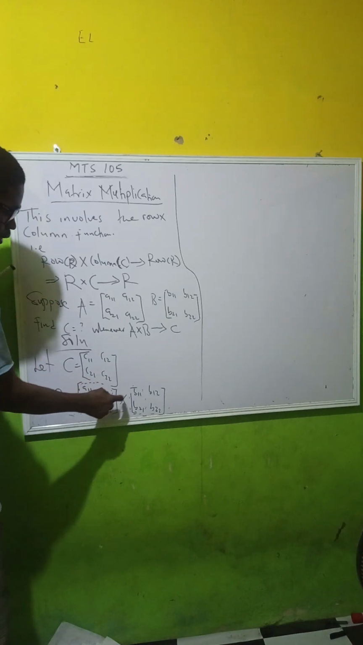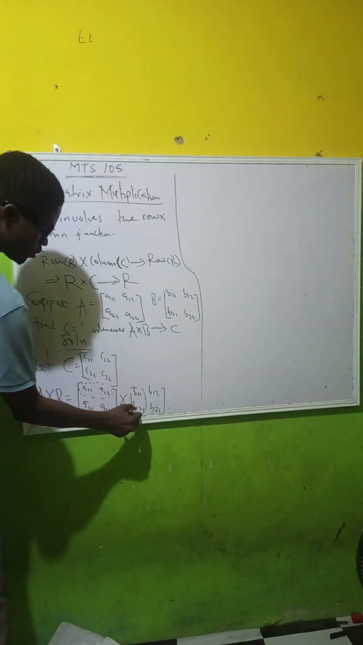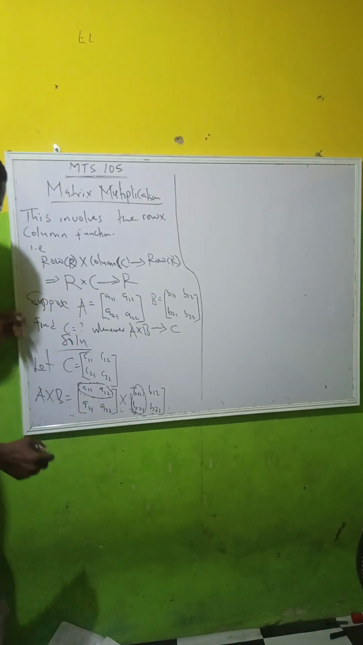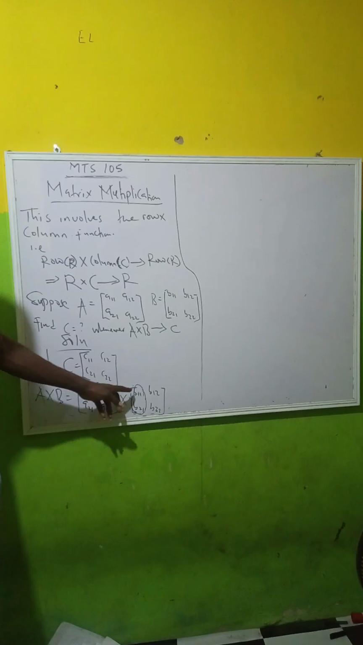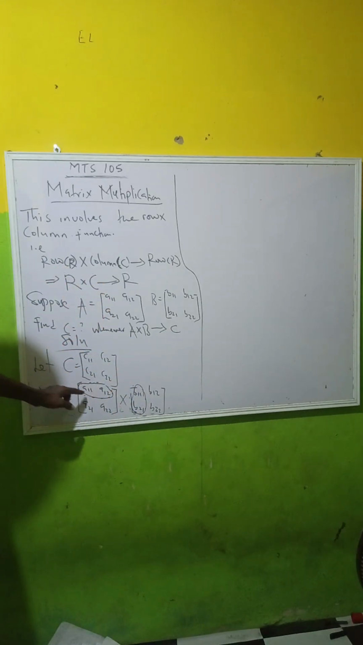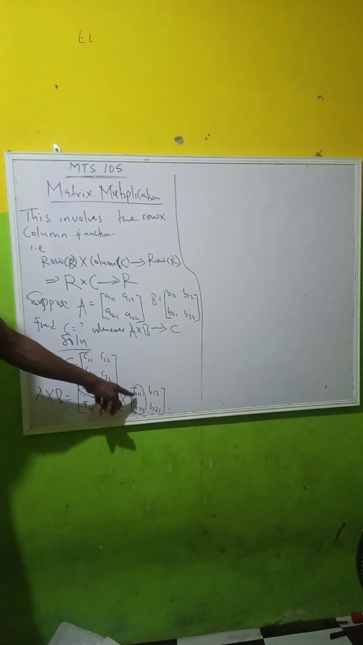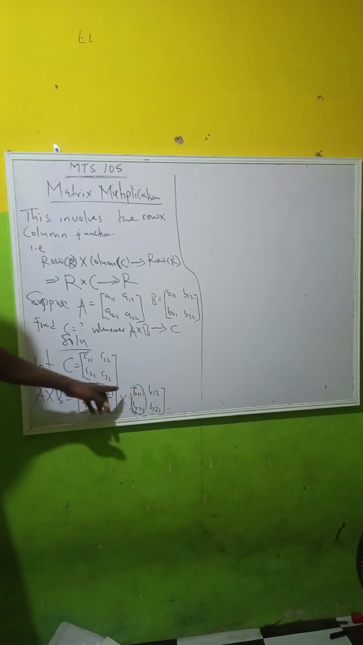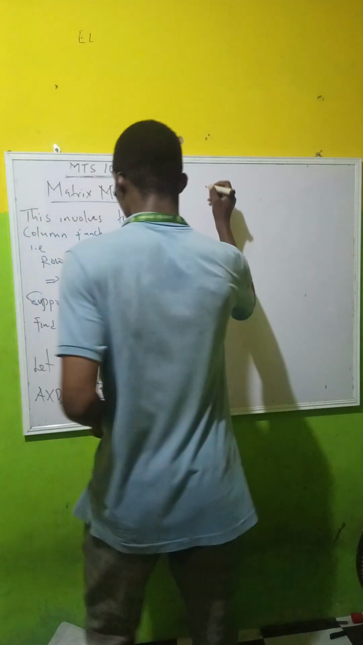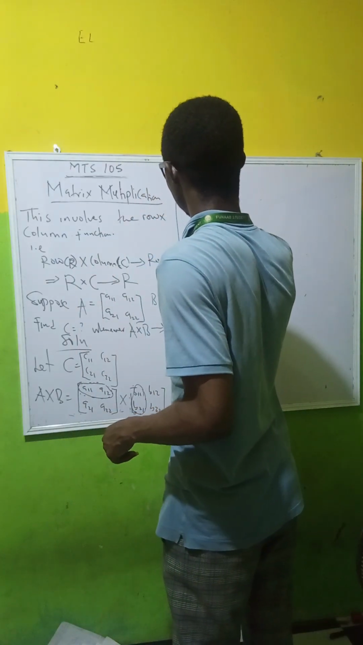The first row here will multiply the first column here. We are going to multiply the first row here with the first column here to give us row. We will repeat the same process for everything. So let's start with this one first. Now this first row and the first column. From the first row, what's the first element? A11. From the first column in the second matrix, what's the first element? B11. We have the first element from the first row times the first element from the first column in the second matrix.